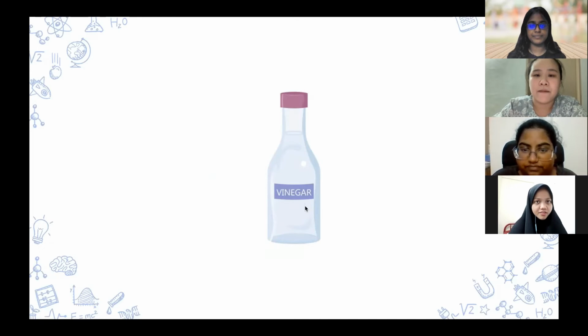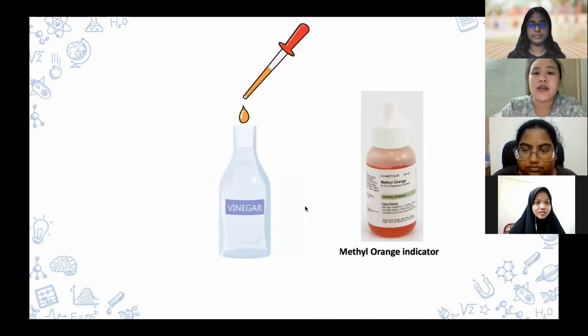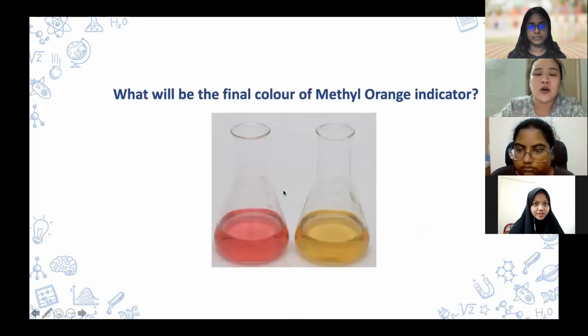We have vinegar here. This time we're using methyl orange indicator. This is how the methyl orange indicator looks like. We're going to drop a few drops into the vinegar. What will be the final color of the methyl orange indicator? Is it going to be red or yellow? Red.